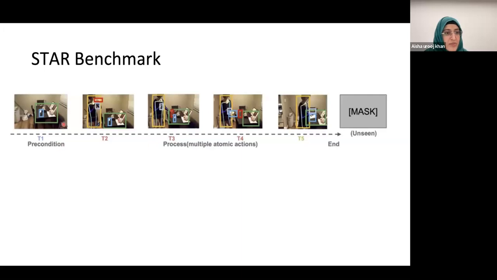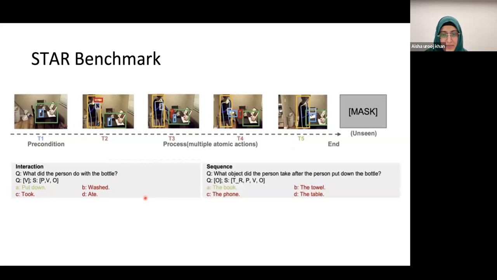So you have some precondition, which could be a situation, and then with the progression of time the situation changes. You might be shown some part of the video, and then you will have some unseen part of the video. And the questions could look like this. Here an interaction question is, what did the person do with the bottle? So an interaction question is where we are asking about some interaction between a person and some object. And for the STAR benchmark, we are given a multiple choice setup, so we have to pick the right choice.